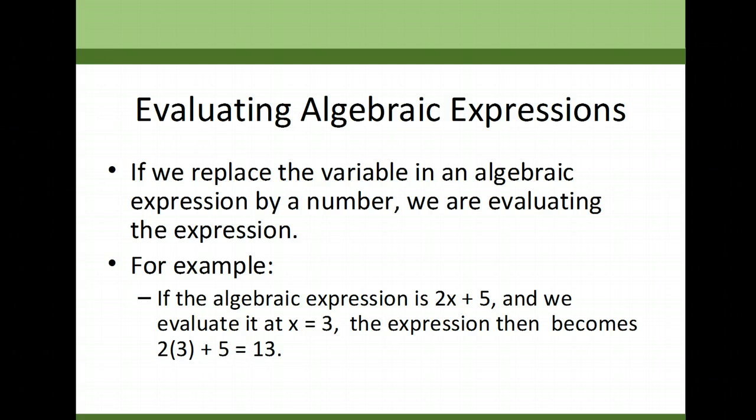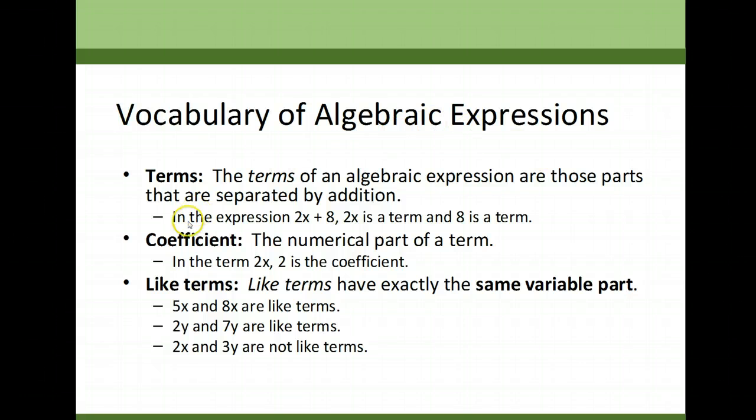All right, so just a little bit more vocabulary here. You may have heard the word terms of an algebraic expression before. Terms just refers to those parts that are separated by addition. So for example, in the expression 2x plus 8, the 2x and the 8 are both terms. So we would say that this expression has two terms because the 2x and the 8 are separated by the operation of addition. If this was a division or a multiplication or something right here, then this would be just one giant term because there are no expressions separated by addition or subtraction.